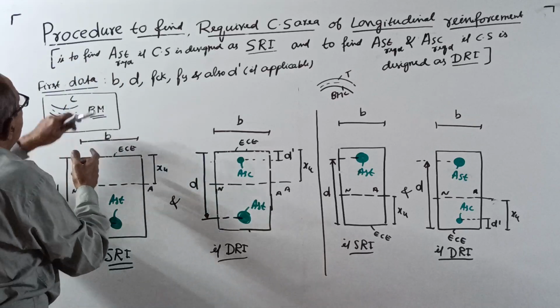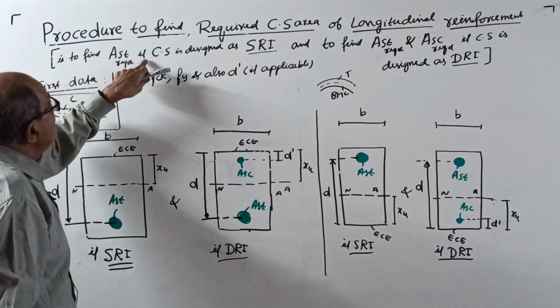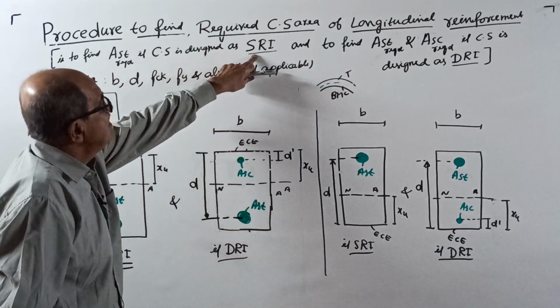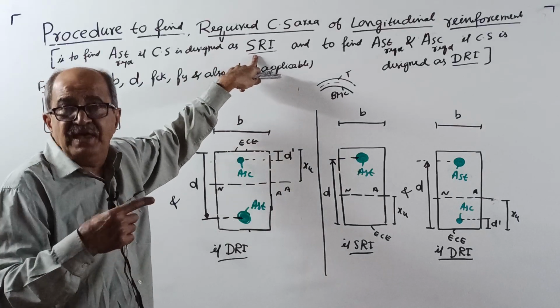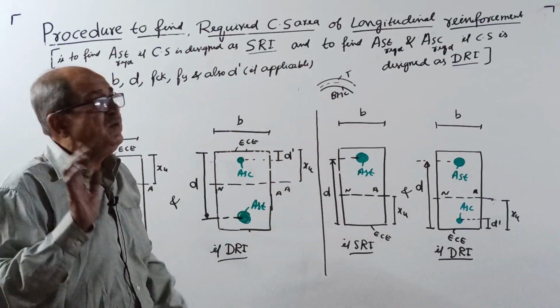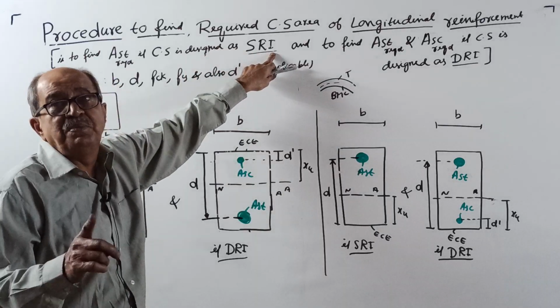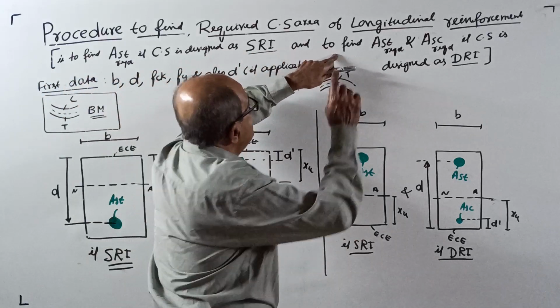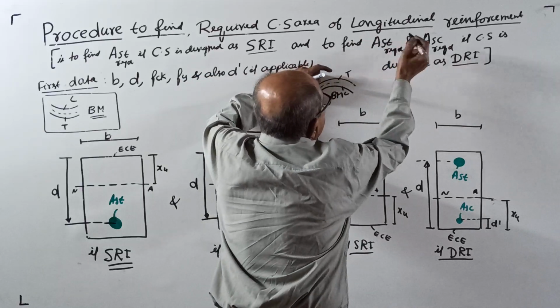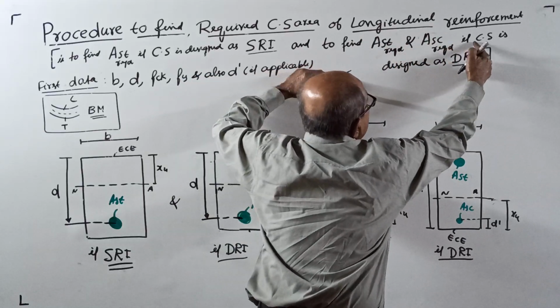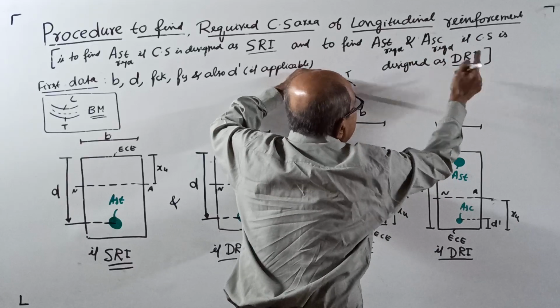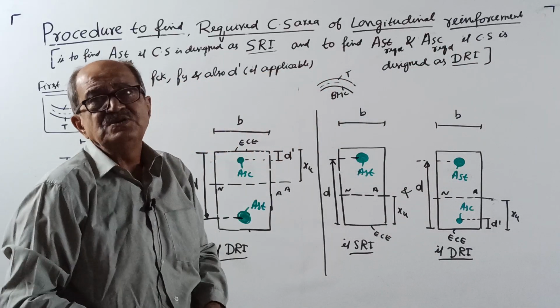That is to find AST required if the cross section is designed as singly reinforced, and to find AST required and also ASC required if the cross section is designed as doubly reinforced. That's what you are covering.